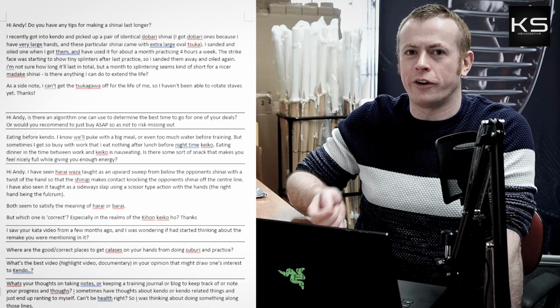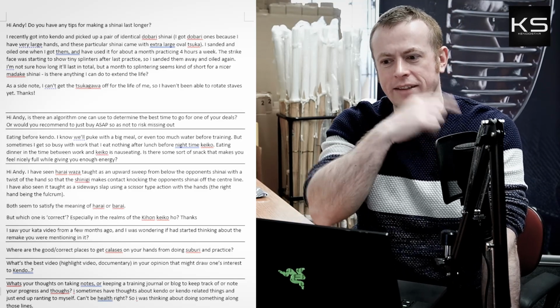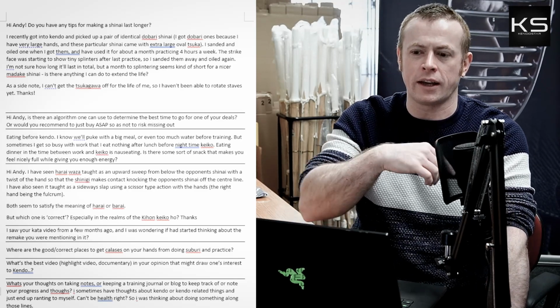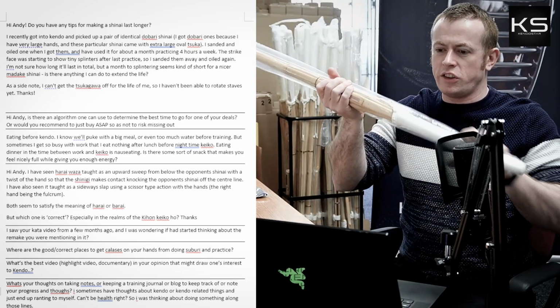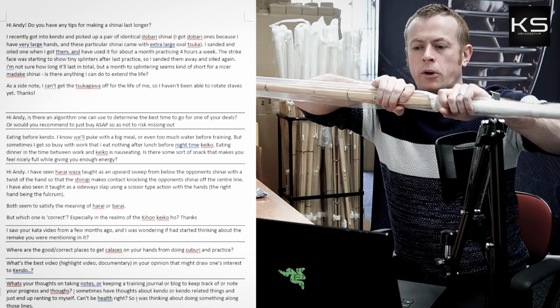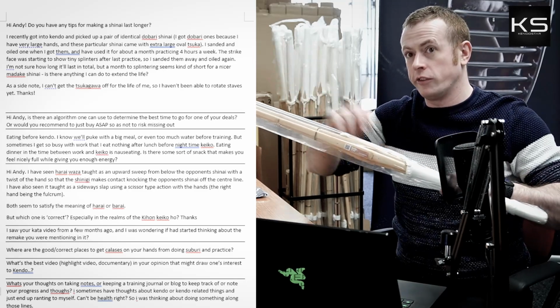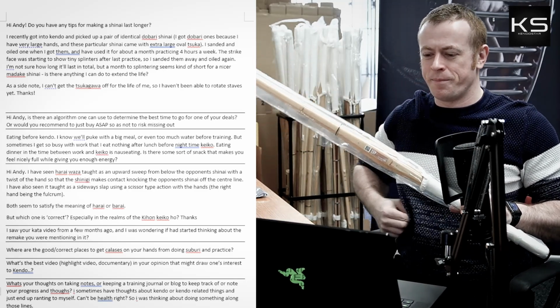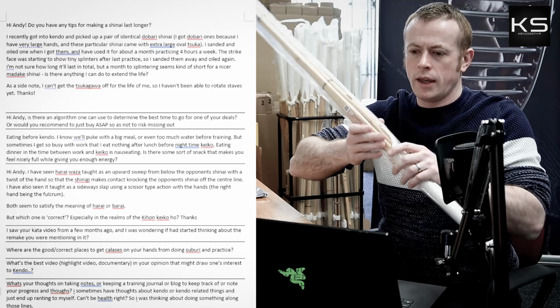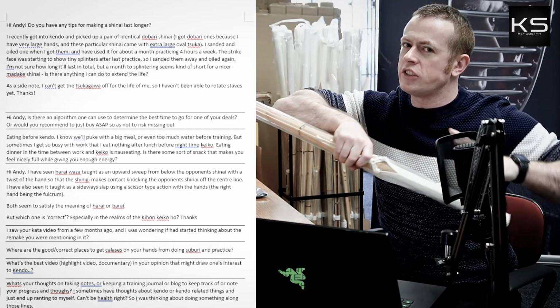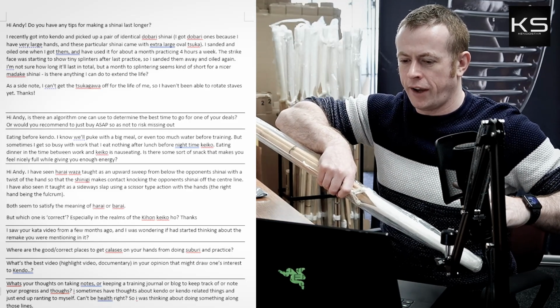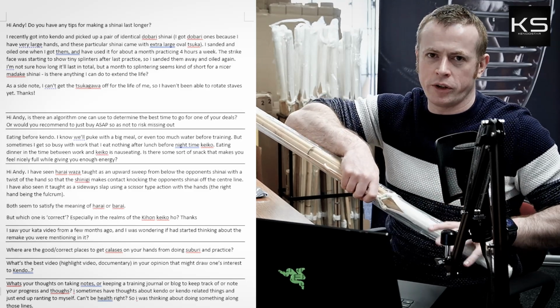About getting the Tsukagawa off. I think I talked about this in the last Kendo rant video about how you can get the Tsukagawa off. When you're trying to take the Tsukagawa off, don't try and just pull it off like this when you obviously untie it, but untie it all. Just pulling it like this, you're not going to get what you want out of it.